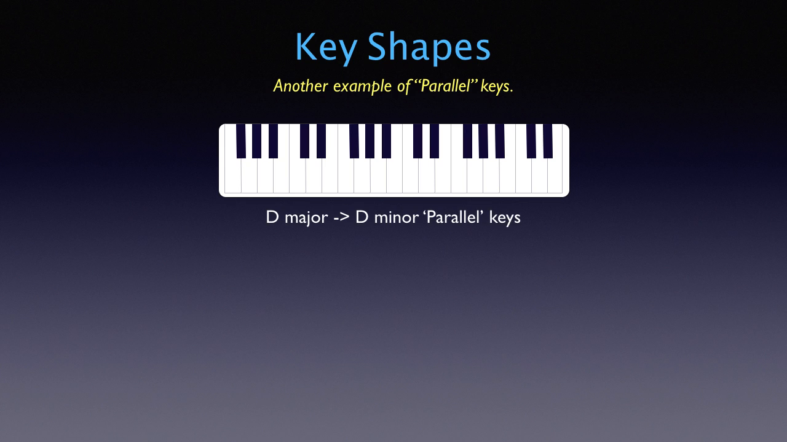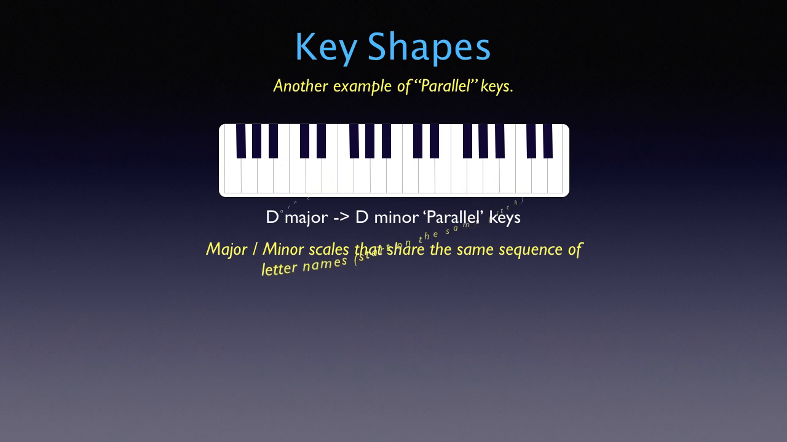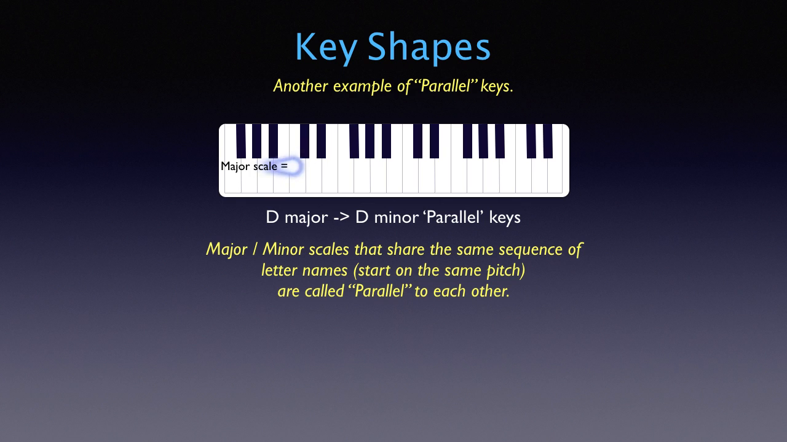Another example of parallel major-minor keys, D major to D minor. For the D major scale, whole step to 2, whole step to 3, half step to 4, whole step from 6 to 7, and a half step from 7 to 8.